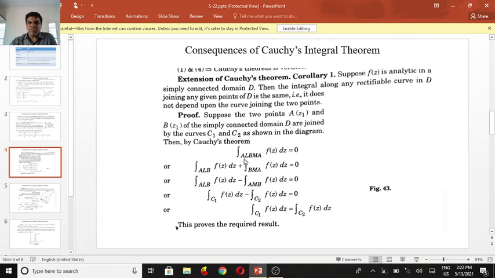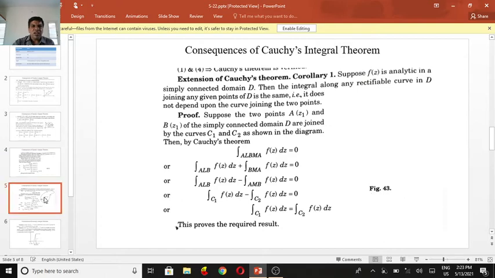So take A, L, B, M, A. Again the direction: the integral over A L B of f of z dz plus the integral over B M A of f of z dz. If we just change the direction, it is the integral over ALB of f of z dz minus the integral over AMB of f of z dz. That is, the integral over curve C1 of f of z dz minus the integral over curve C2 of f of z dz equals 0. Taking this to the other side, the integral over C1 of f of z dz equals the integral over C2 of f of z dz. Here again Cauchy's theorem is applicable. This proves the required result.